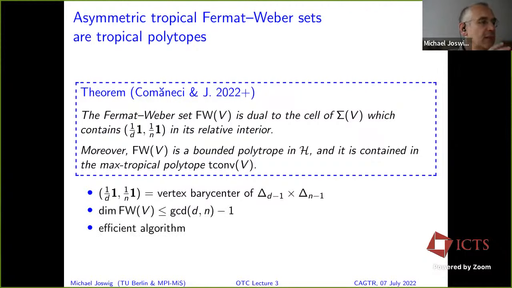There are many more things to be said. In particular, there are two things which are important. We can say something about the dimension of the Fermat-Weber set. Because it is dual to a cell, it has an honest dimension as a convex polytope. So the Fermat-Weber set is a convex polytope also. It has an ordinary dimension, and that dimension is at most the GCD of d and n, the two parameters, minus 1. And also that bound is tight. This means for all d and n, there are point sets V such that the Fermat-Weber set attains that bound.